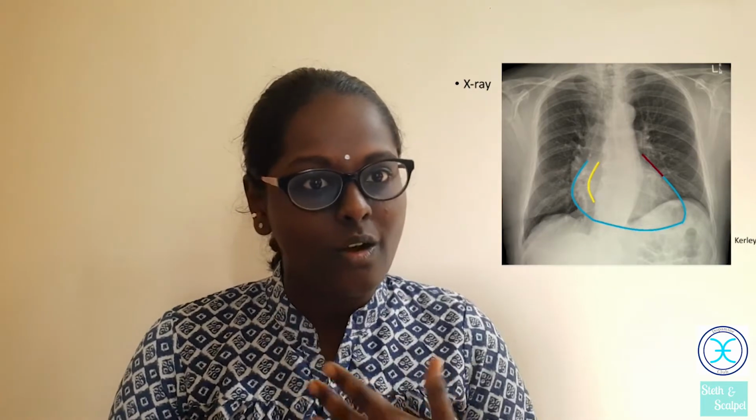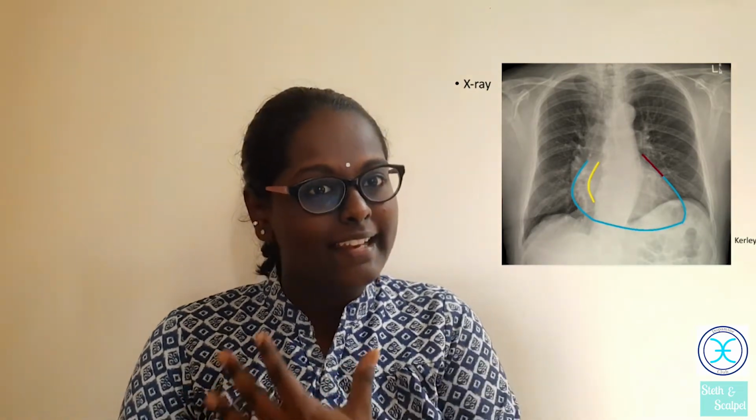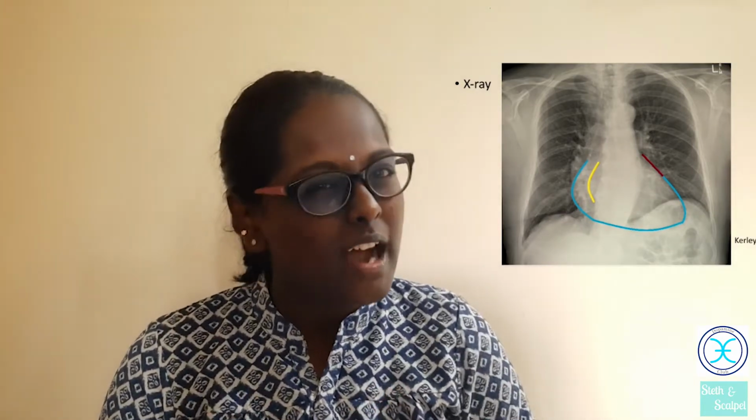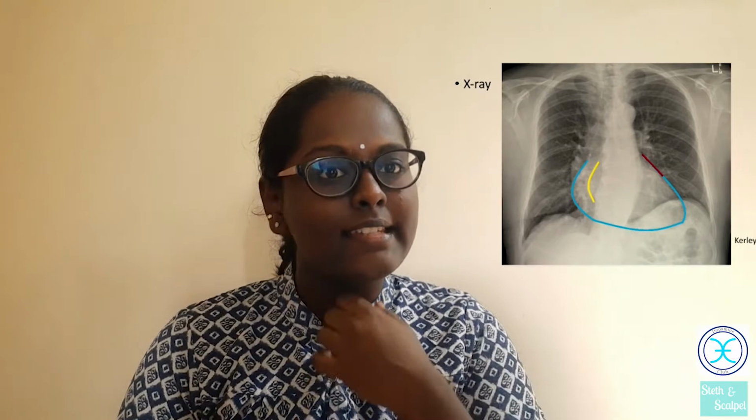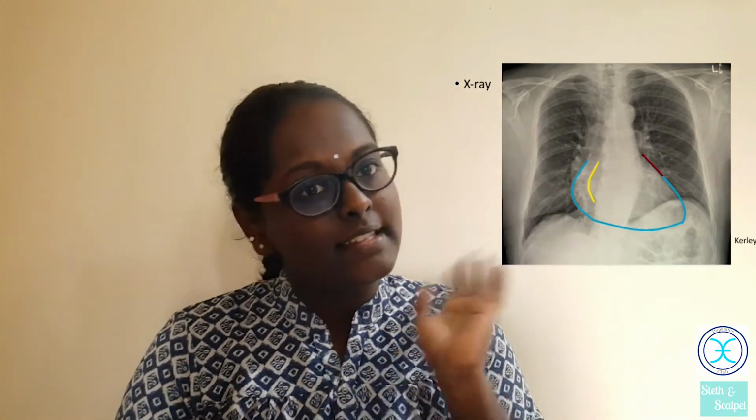Next we are going to see the X-ray. In the X-ray we can see straightening of the left border of the heart because of left atrial hypertrophy. We can see double cardiac border shadows. We can also sometimes see hypertrophy of the whole heart. The pulmonary artery is comparatively more visible. The esophagus is shifted posteriorly. We can see some horizontal lines called Kerley B lines. So these are some of the findings we see in the X-ray.